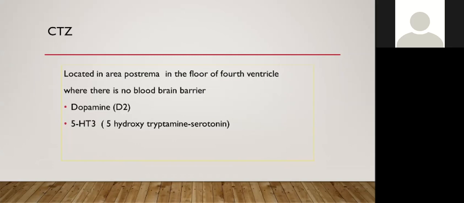The CTZ is located in the area posterior in the floor of the fourth ventricle. The important thing to remember is there is no blood-brain barrier. So the chemicals can diffuse into the brain. That is why the metabolic causes of nausea and vomiting are usually because they trigger the CTZ. So uremia and drug-induced causes of nausea and vomiting are when they stimulate the CTZ. And steroids act as an antiemetic through their anti-inflammatory effect, which decreases the migration of the chemicals through the blood-brain barrier. So that's how steroids also work as an antiemetic.